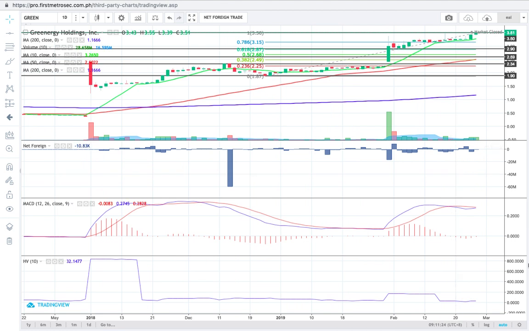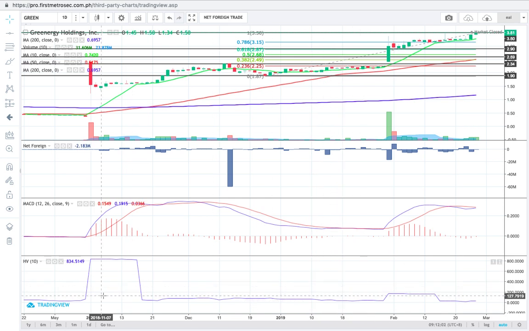How about the risk level of green? With its historical volatility of 32.14% or 32%, I would say that green still has a low risk level. How do you gauge the risk level of a stock based on its historical volatility? If the historical volatility score is below 50%, then it's a low risk level. From above 50 to 70, that's a moderate risk level. Above 70 to 100, that's a high risk level. Anything above 100 is an extremely high risk stock.